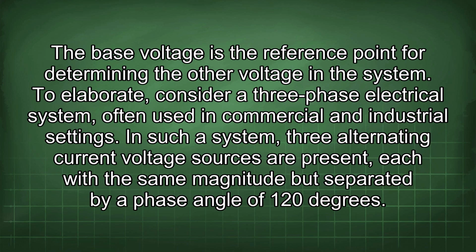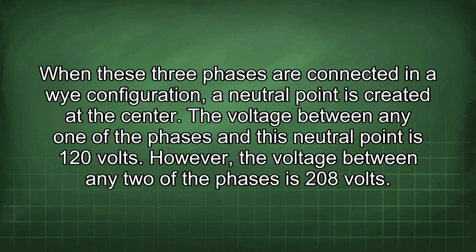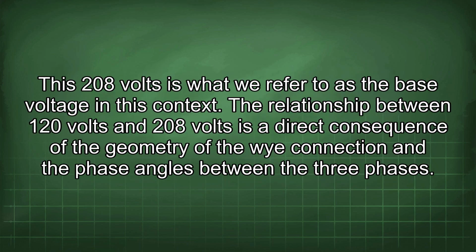To elaborate, consider a three-phase electrical system, often used in commercial and industrial settings. In such a system, three alternating current voltage sources are present, each with the same magnitude but separated by a phase angle of 120 degrees. When these three phases are connected in a Y configuration, a neutral point is created at the center. The voltage between any one of the phases and this neutral point is 120 volts. However, the voltage between any two of the phases is 208 volts. This 208 volts is what we refer to as the base voltage in this context.